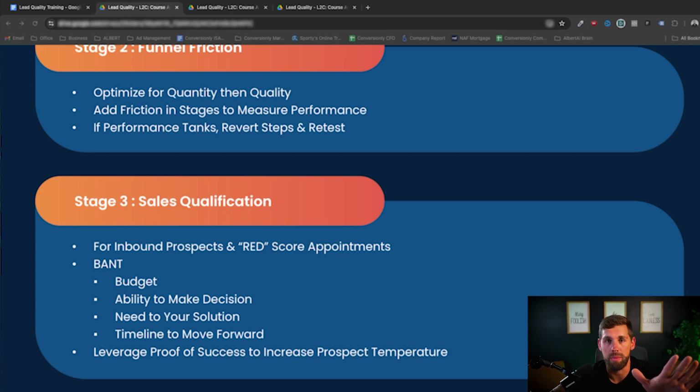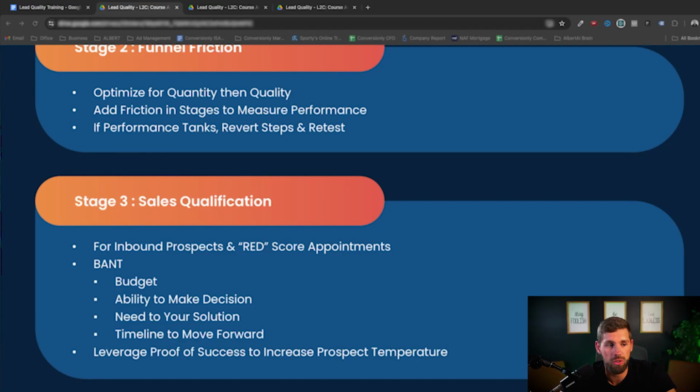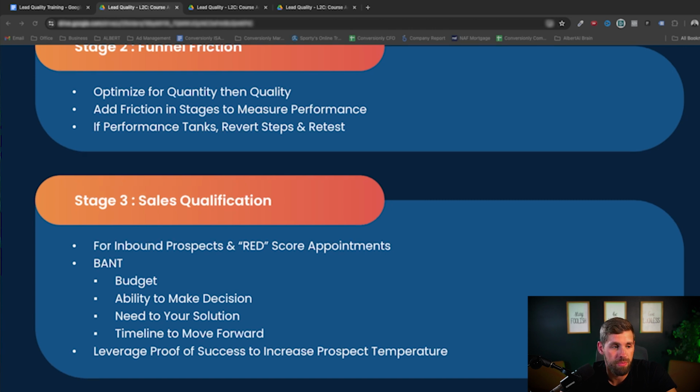Don't just accept anybody. Now, when we get into our feedback loops, that gives you a great way to identify, how good is my setter at actually setting appointments? Are they letting bad people get through? This will be a tattletale and identify where things are going wrong. That covers stage 3 with sales qualification.